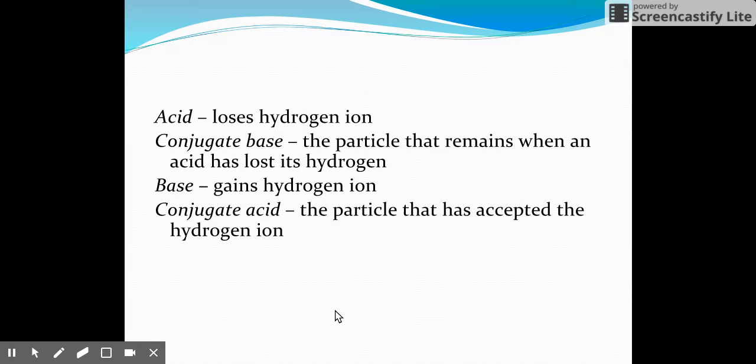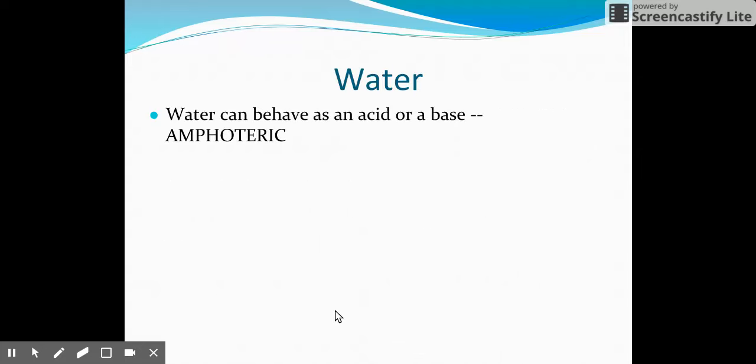So just to review, an acid loses a hydrogen ion. The thing that it becomes on the other side after it's lost its hydrogen is the conjugate base. A base gains a hydrogen, and the thing that it becomes on the other side has accepted the hydrogen ion. And if you recall from our two examples, water did both. One time it lost a hydrogen, the other time it gained a hydrogen, and there's a word for that. It's called amphoteric. That means it could behave as an acid or a base.